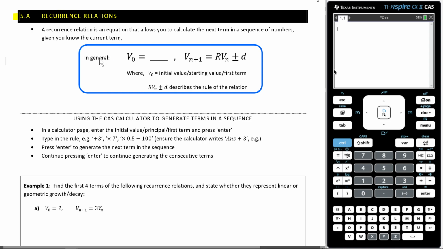So in general, as you can see here, we always begin by listing out our initial value. So we're v0, the initial value, starting value, first term. Then what you have after that is v of n plus 1. That is saying your next term is going to be, and then as you can see here, we have this v of n, which is our current term. And you either multiply it, or add it, or subtract it, or perhaps you do both. Perhaps you multiply and add or subtract it from something. And we'll be seeing this in action soon.